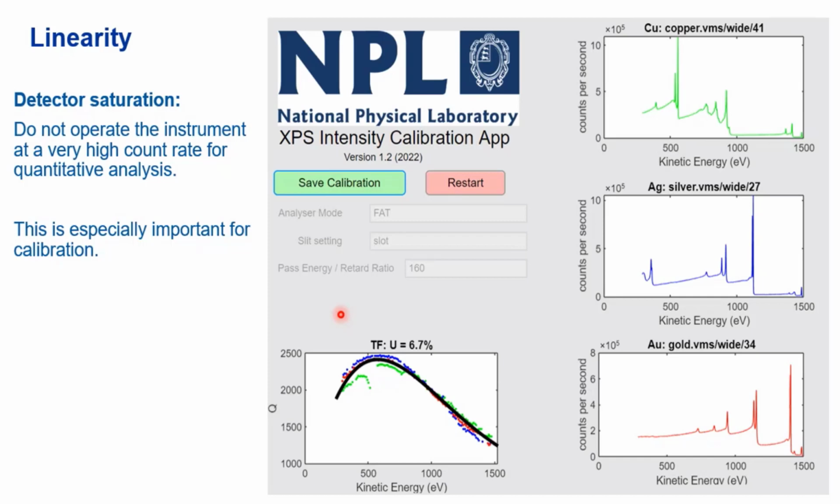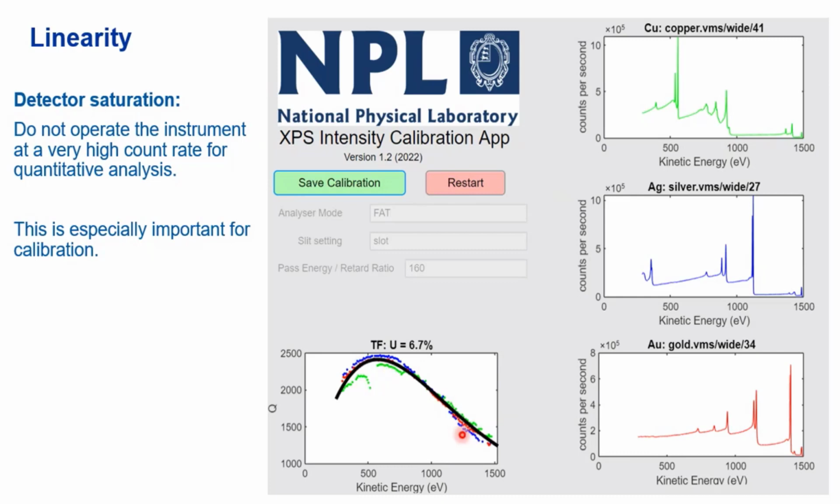So this is a new version of the NPL calibration software. It's a lot faster and easier to use than the old one. Steve will tell you. What you do is you put copper, silver, and gold in. Now these ones here, there's a slight problem. You can see that when you calculate the transmission function, silver and gold look good.